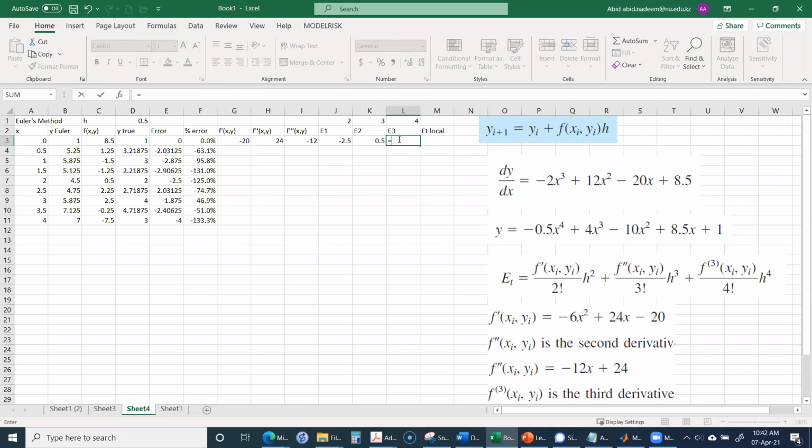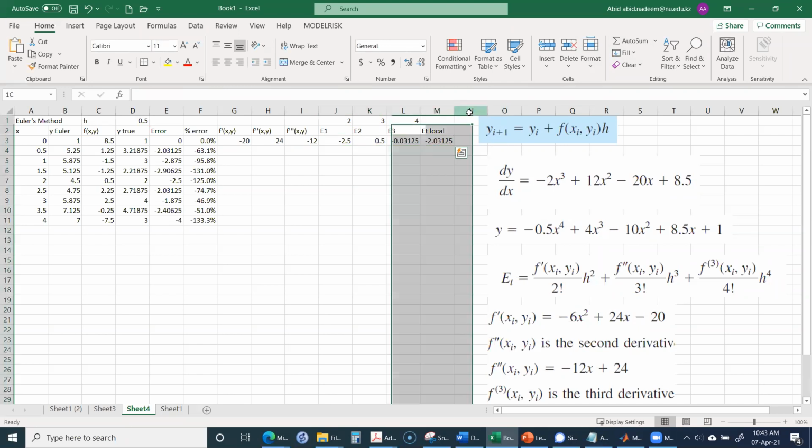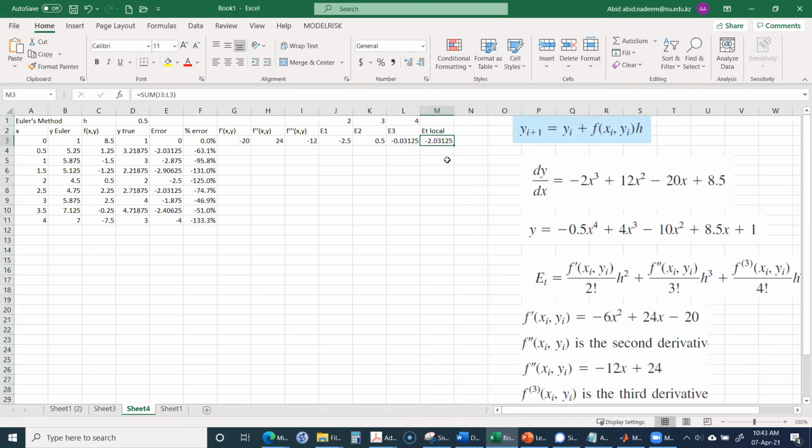It is equal to f triple prime, which is minus 12, multiplied by h power 4. H power 4 I will take from here. So this, and divided by factorial of 4. So 4 I will take from here, and then this. So now I can add up all these three errors. So I will get minus 2.03125 over here, which will be the local error.